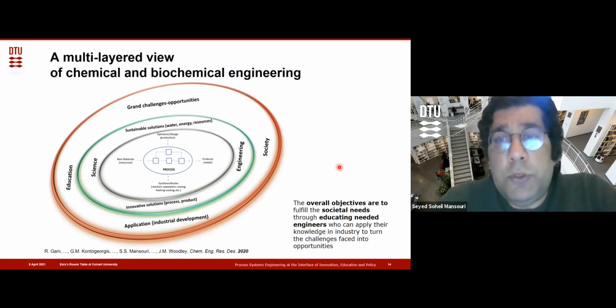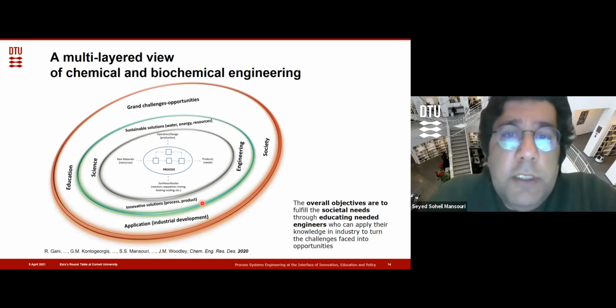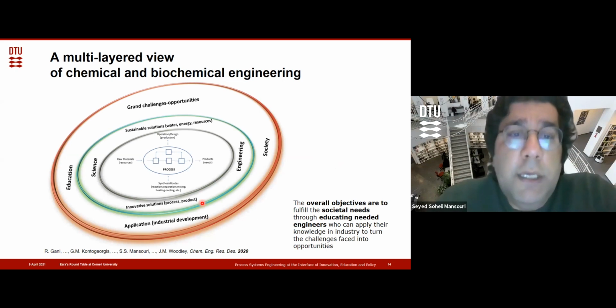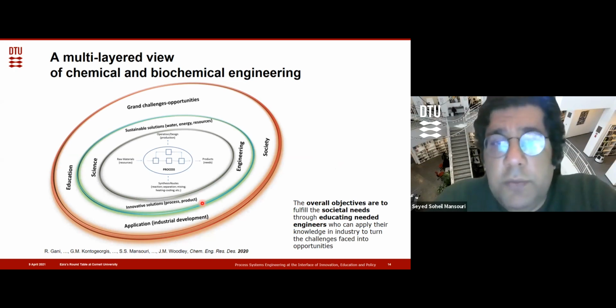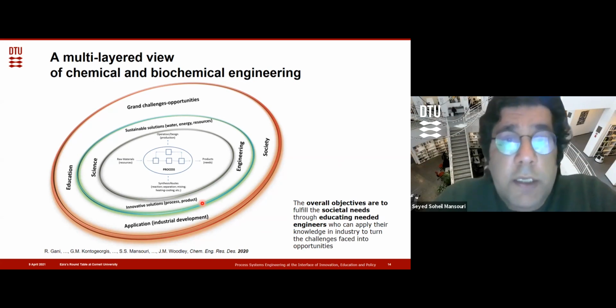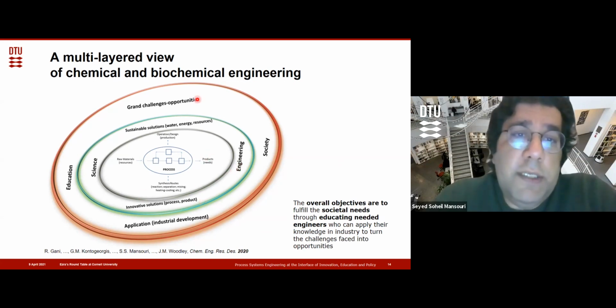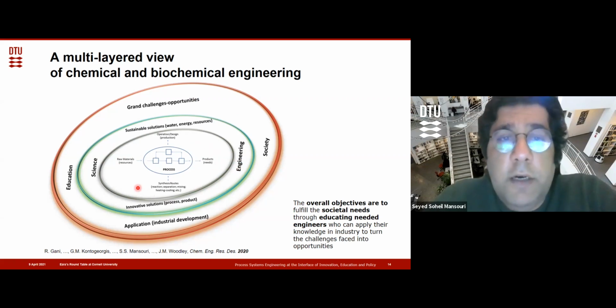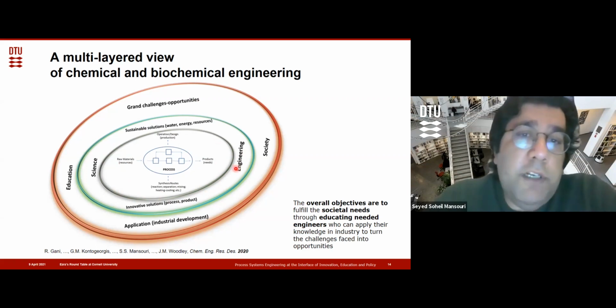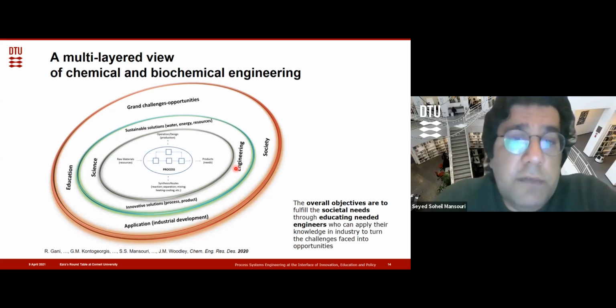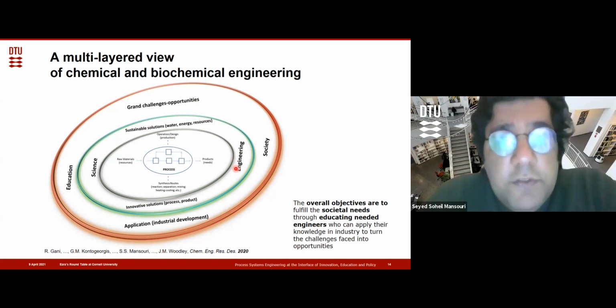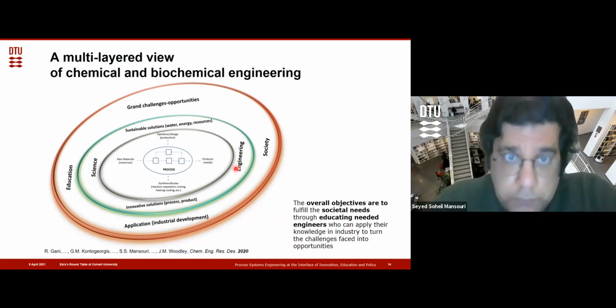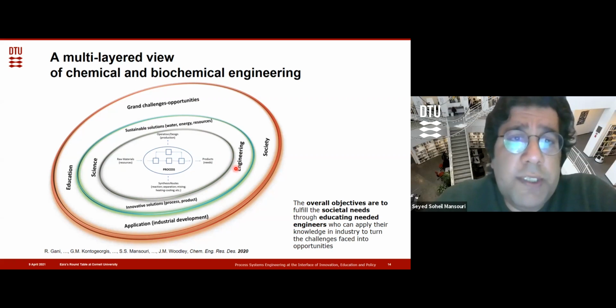For my talk, I will follow this multi-layered view of chemical and biochemical engineering, which I participated in developing as an activity of the European Federation of Chemical Engineering a couple of years ago. As you can see, there is the core fundamental layer of chemical engineering. There is the middle interface layer where science and engineering need to come together and work hand in hand to provide innovative solutions and arrive at more sustainable alternatives for existing process systems.